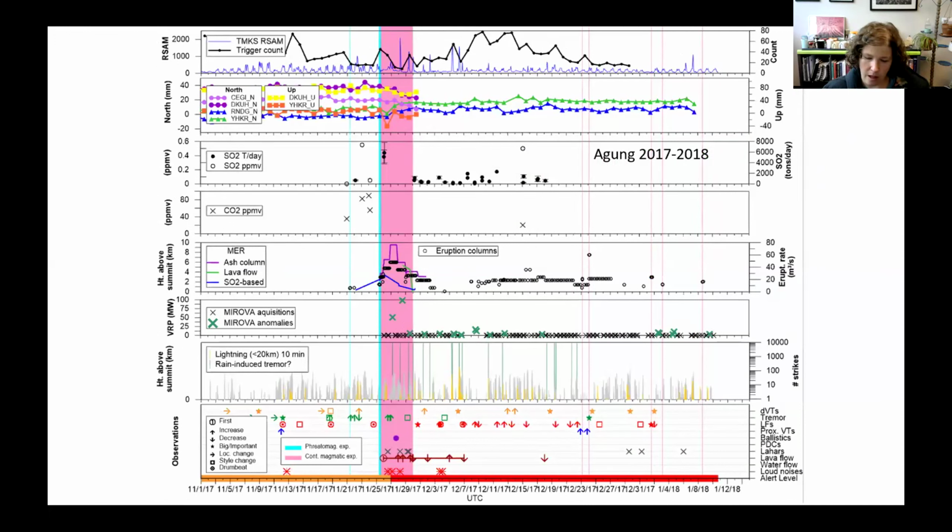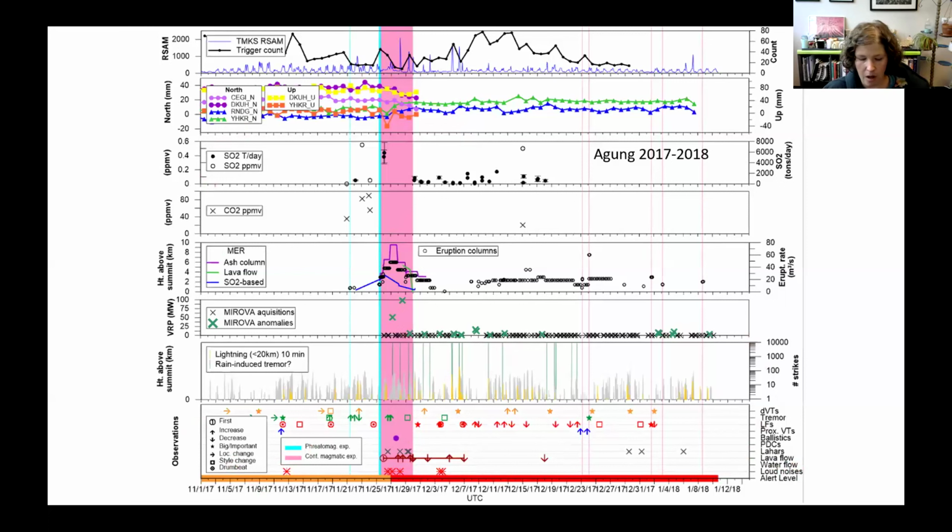Here's one that we did in real time for the eruption at Agung in Indonesia in 2017. You can see that there's lots of instrumental monitoring data plotted alongside this more observational type of stuff, which helped us get a holistic view of everything that was going on in one view as we were responding to the eruption.